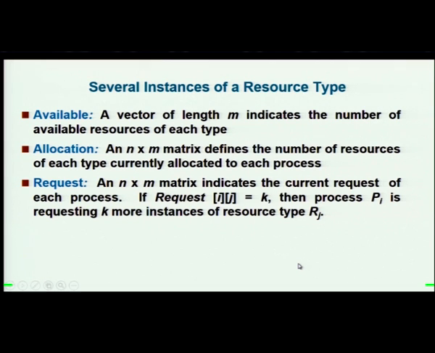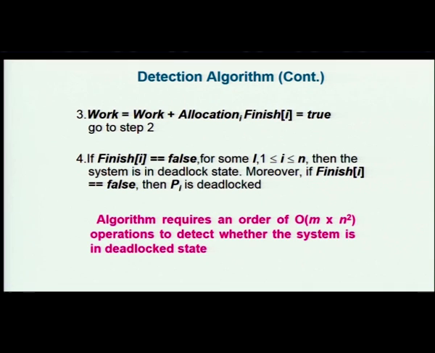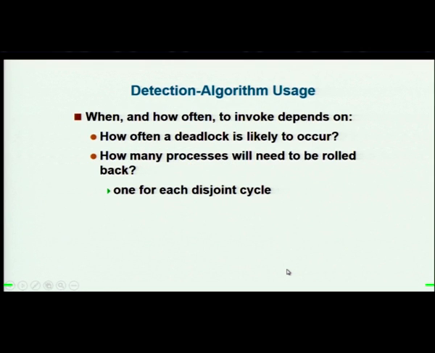There are multiple instances of a resource type. It is available, it is allocated, or there is a request. This is a detection algorithm. It tells you whether there is a deadlock that is already there, and we can recover. So using the same algorithms, same notation, we can find out whether deadlock is anticipatable, deadlock is preventable, deadlock is avoidable, or a deadlock can be detected.